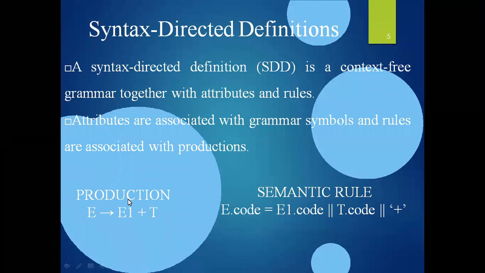Here I am taking an example. Attributes are associated with the grammar symbols and rules are associated with the productions. What it means? The left hand side part and the right hand side part. The RHS is associated with the rules, the rules are associated with the productions. And the left hand side, LHS, is associated with the grammar symbols. That means attributes are associated with the grammar symbols. Make a note of this. In the production rule, which are the grammar symbols and which are the productions, and attributes are associated with what and the rules are associated with what in the given production from the grammar? Make a note of this.